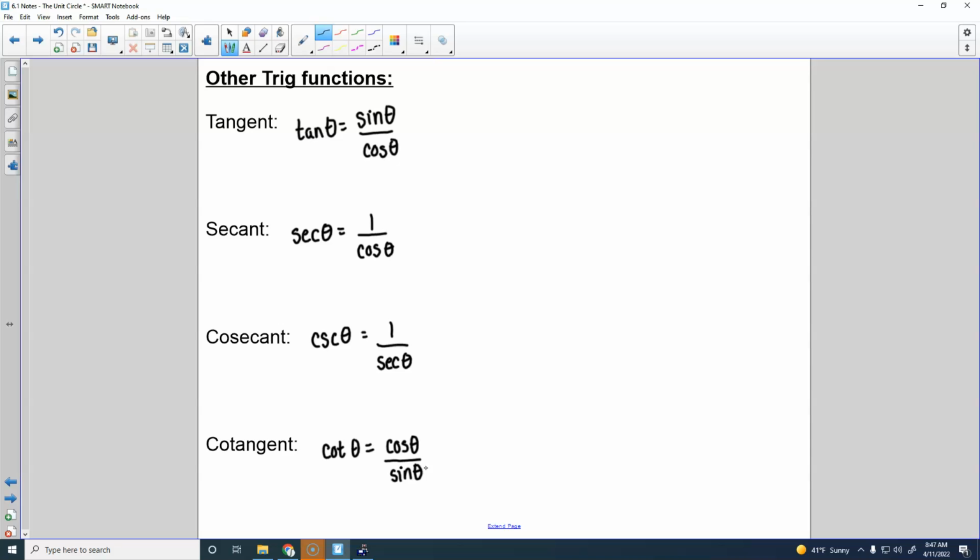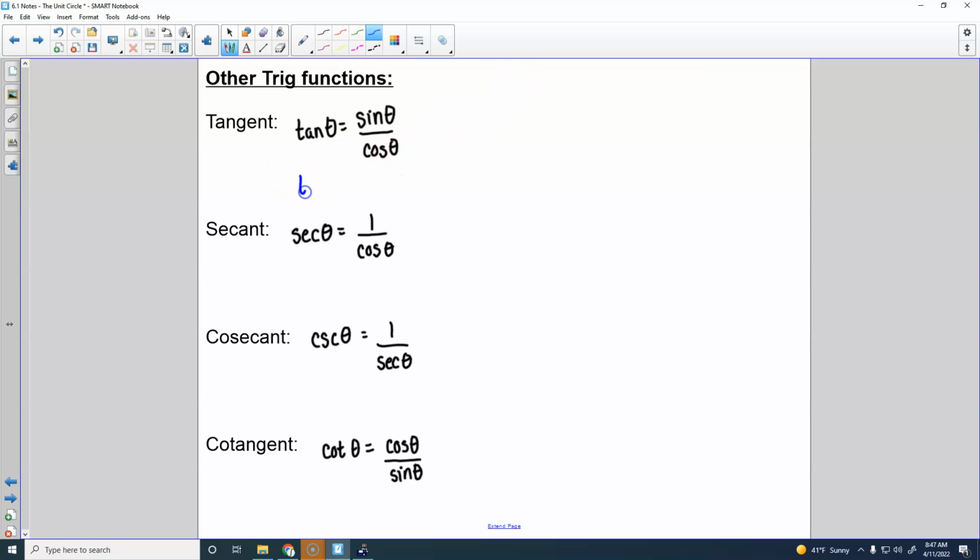Since these are kind of new too, I will put these up on the board for you tomorrow whenever we take our quiz, but you will eventually have to have these memorized. But tomorrow you don't really have to have anything memorized, you just have to know how to use it. So you'll be able to use your unit circles, and I'll put this on the board. Just really quick, I want to show you why this works.